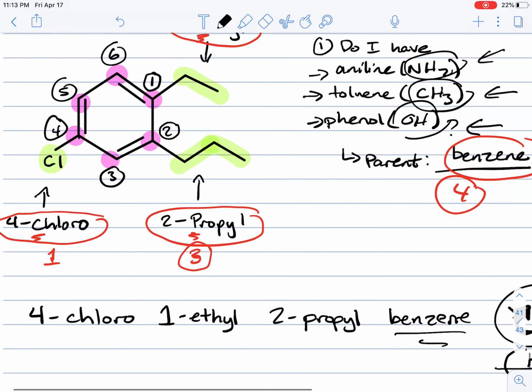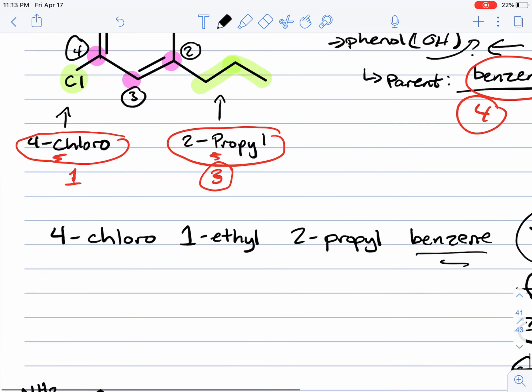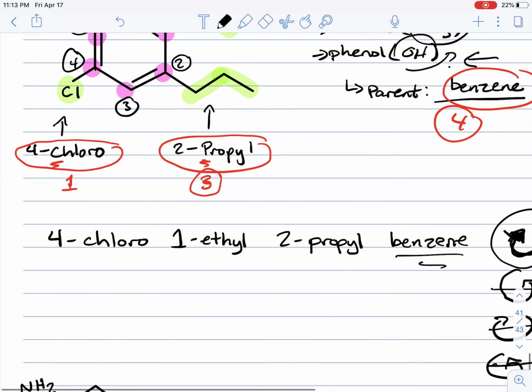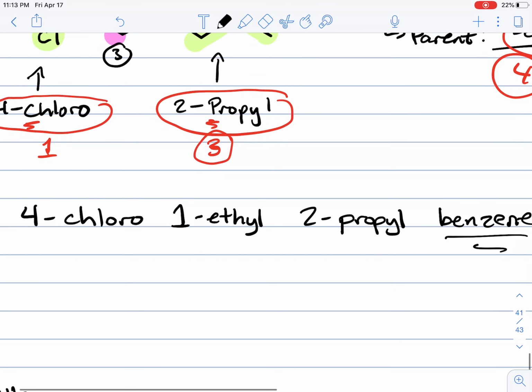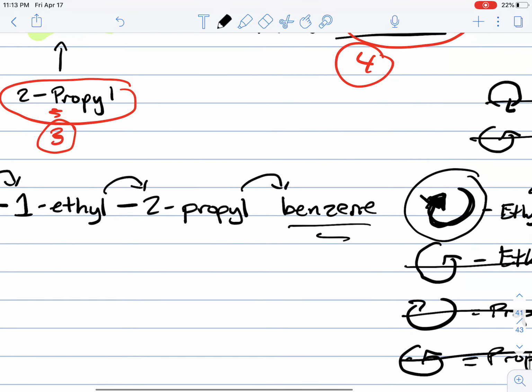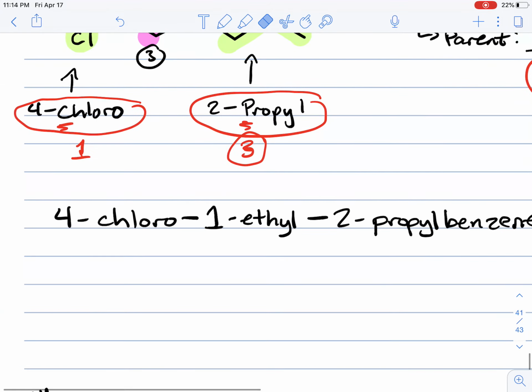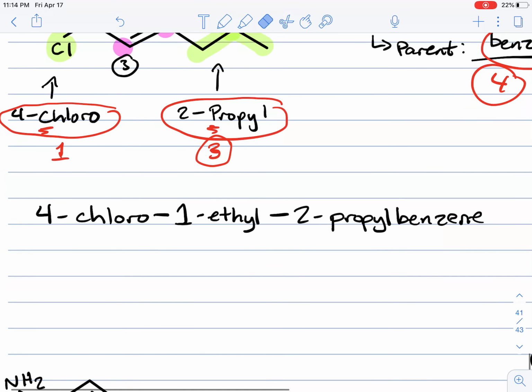to finish this up, we just need to fix our grammar, so to speak. We've got to make sure that our punctuation is correct. Letter to number, I need a dash. Letter to letter, I don't need a dash. I don't need a comma. I'm going to stick this guy and put it close to propyl. And so my punctuation, I don't know why I'm saying grammar.